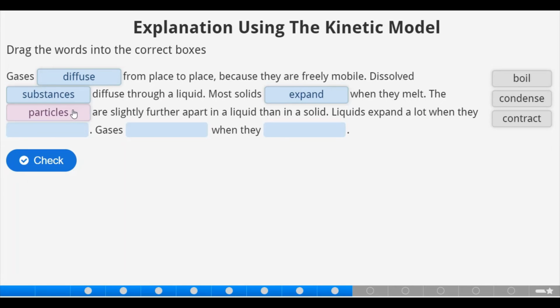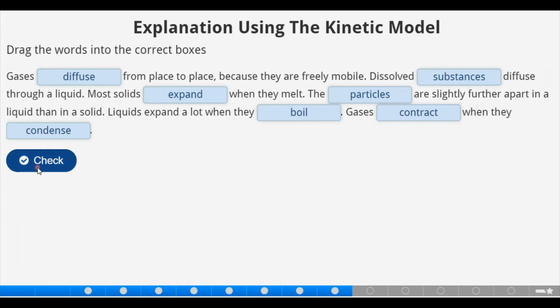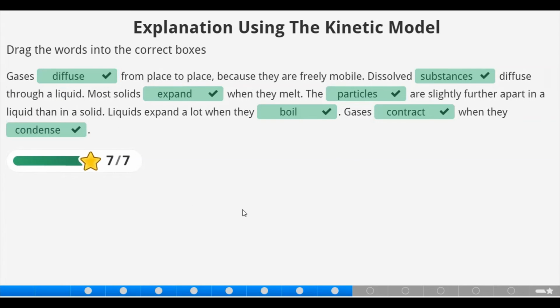Liquids expand a lot when they, what do you think will be the answer? Boil. Gases contract when they condense. So let's check. Correct.